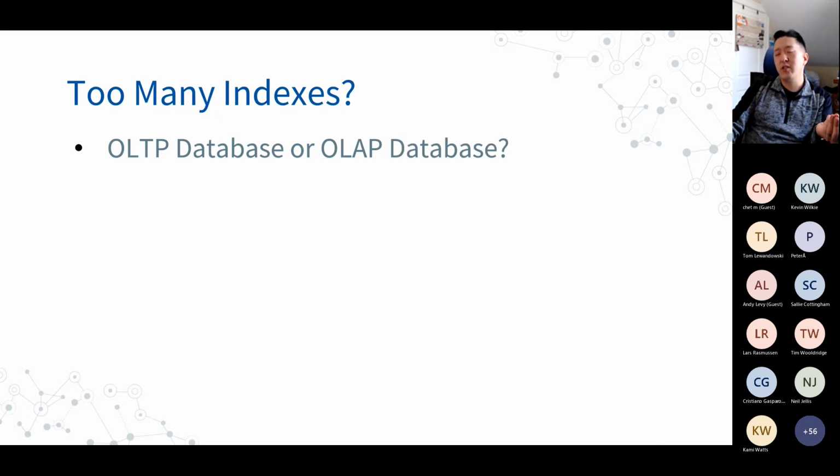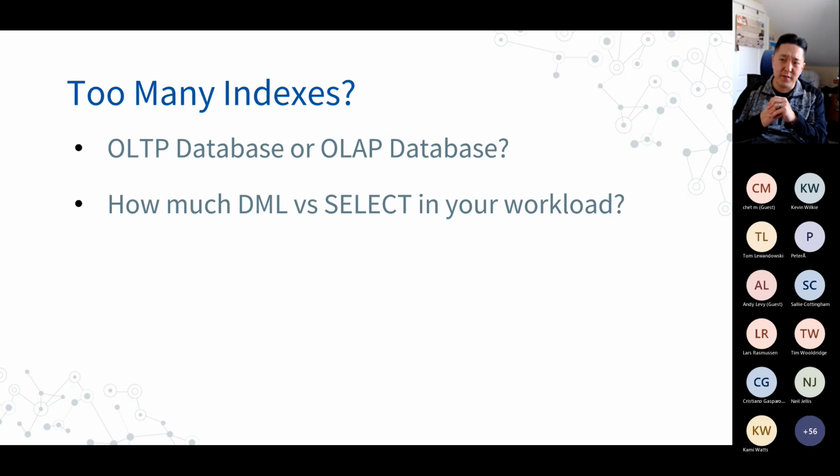So one common question is how many indexes are too many indexes? Unfortunately, there's not a magic number. It depends on the type of database and table it happens to be and the type of workload. Is it a highly transactional table or database? Is it a highly analytical table or database? What is the purpose behind it? How often is it getting modified? How much DML do you happen to have?